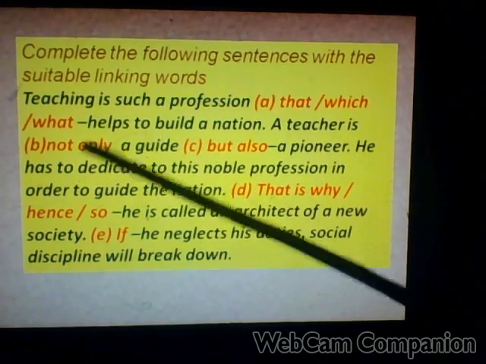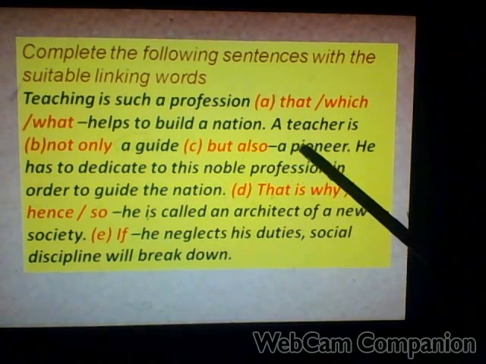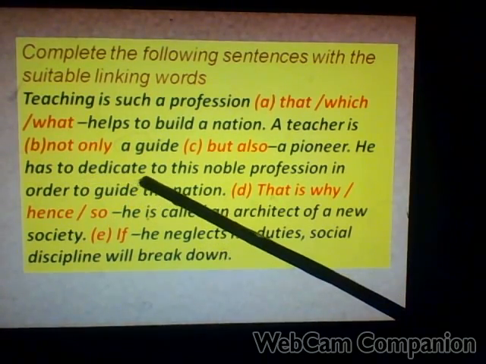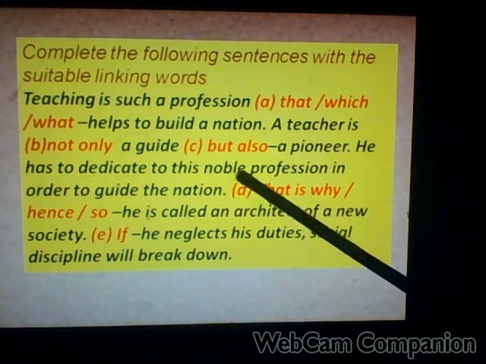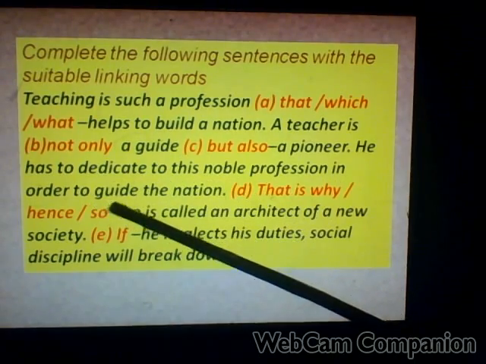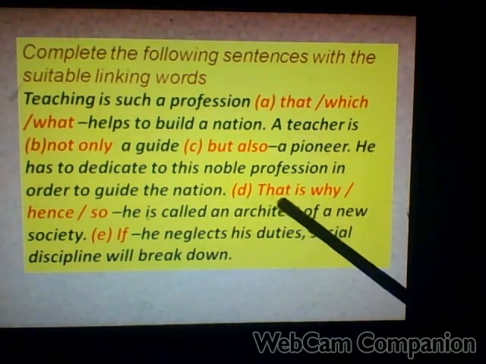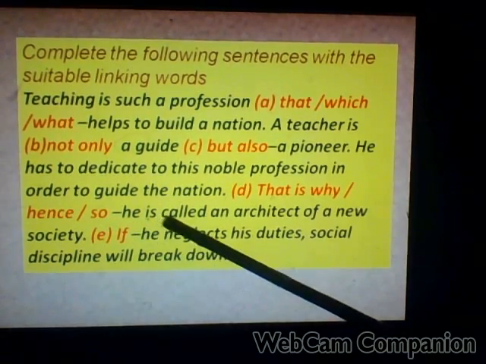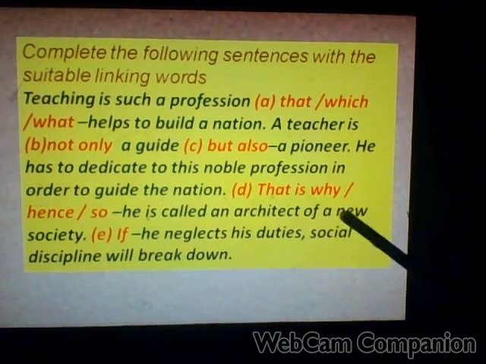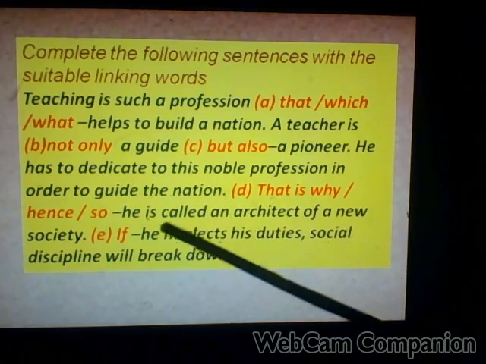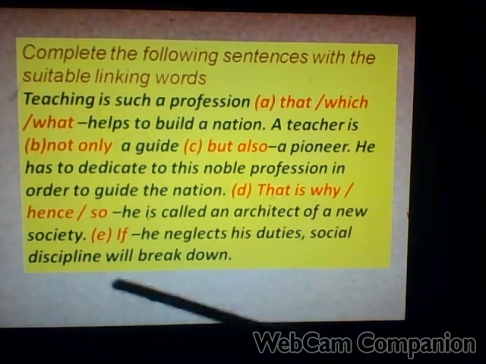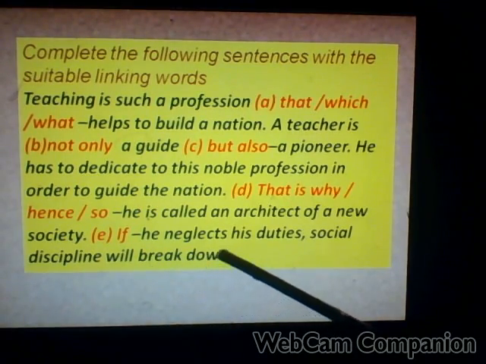একজন শিক্ষক শুধু গাইডই নয় পরিচালকই নয় সে একজন পথ প্রদর্শকও। He has dedicated himself to this noble profession in order to guide the nation. That is why, সেই জন্য, so, তাই he is called an architect of a nation. তাই তাকে বলা হয় জাতির স্থপতি। If he neglects his duties, social discipline will break down.